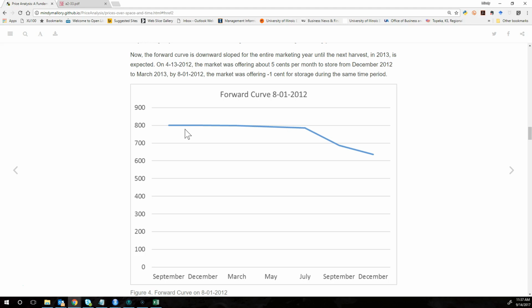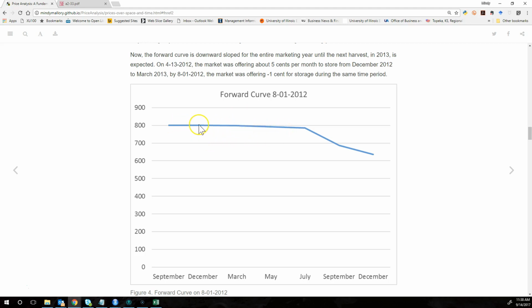In this case, when it's flat or even downward sloped, you call it an inverted or backwardated market. And we start to see that happening as of August. So as of August, we've already been through a really hot and dry July, and we've had no rain, and everyone is starting to realize that we're probably going to have a significantly short crop in 2012. You see that here in the forward curve.